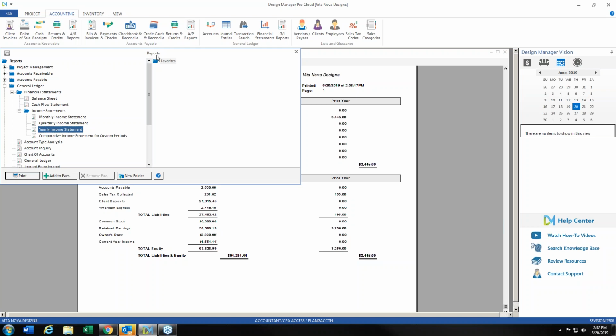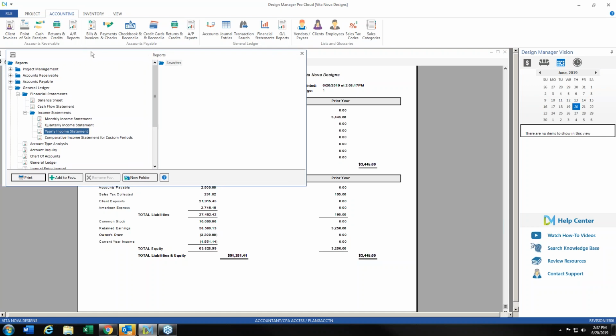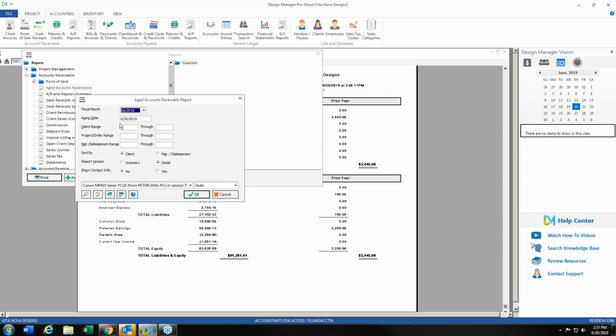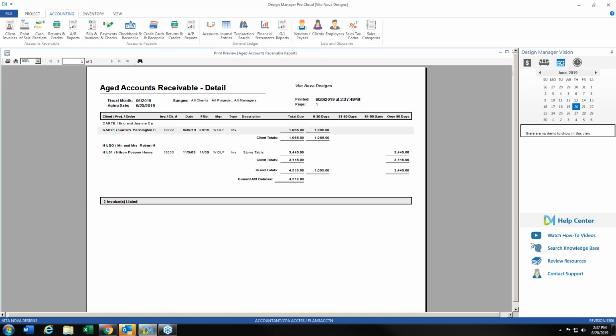Okay. So if we go back here, I clicked on financial statements. I still have this open, so we're still under reports. Let's look at accounts receivable first. So you've got aged accounts receivable. Okay, hopefully this has some stuff in it.